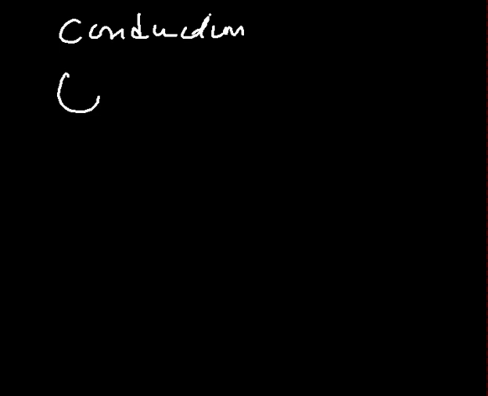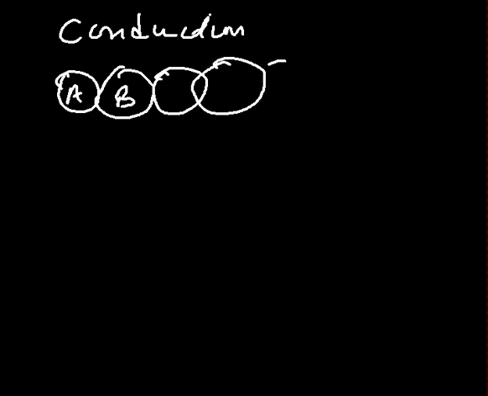Let's say we have object A, and it is in contact with object B. Now if object A has more internal energy than object B, then the heat will be transferred to this object. That's what we call conduction. And if we have a chain of contact objects, the heat will keep on being transferred like that. So that's how conduction works.